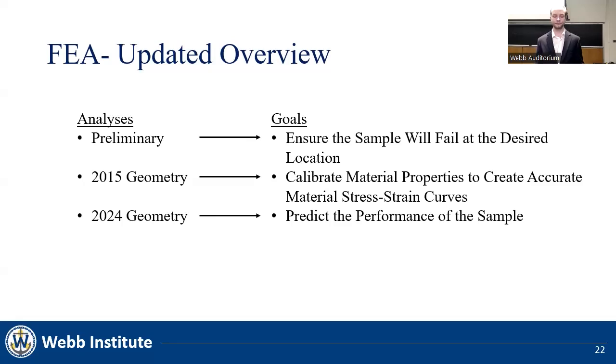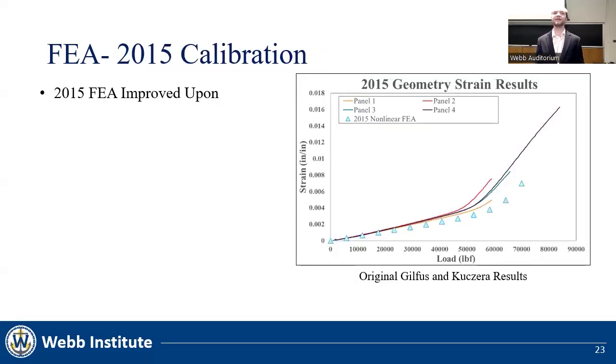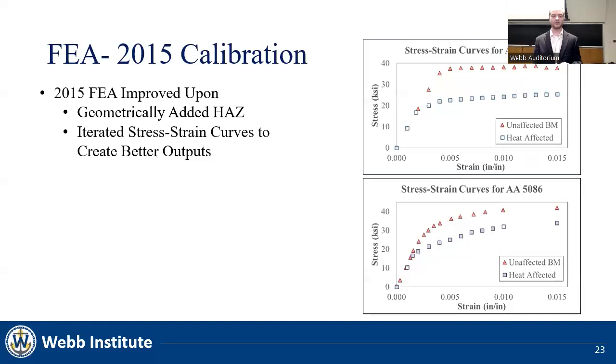For the 2015 FEA, their analysis needed to be improved upon. As you can see, the FEA results were not correlating close enough with the testing results to be considered predictive by our standards. Primarily, the heat-affected zone needed to be geometrically added to the model as it had for the 2024 sample, and different material properties needed to be used here. The stress strain curves needed to be manipulated in order to have the results calibrated.